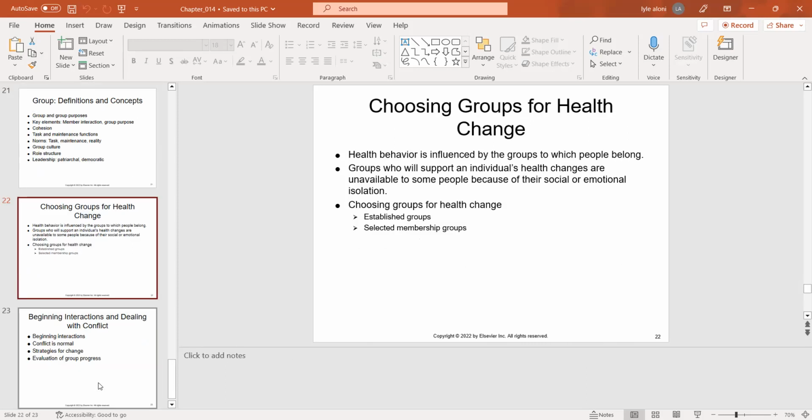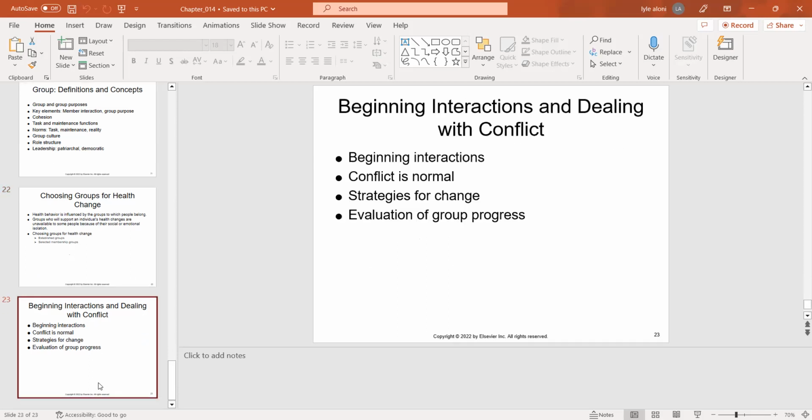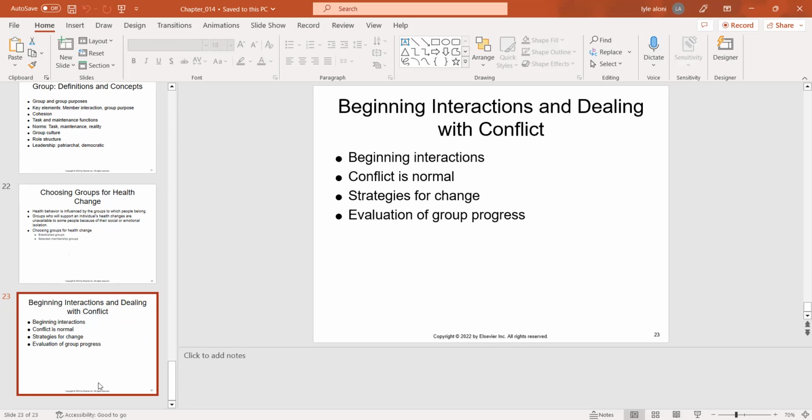Our last 2 slides are going to look at changing groups for health change. So health behavior is influenced by the groups for which we're surrounded by. So we want to know that choosing groups for health change would be with established groups and membership groups. And when we see conflict, we need to know that conflict is normal when working with a group. So we just look for strategies for change and to evaluate our group progress.